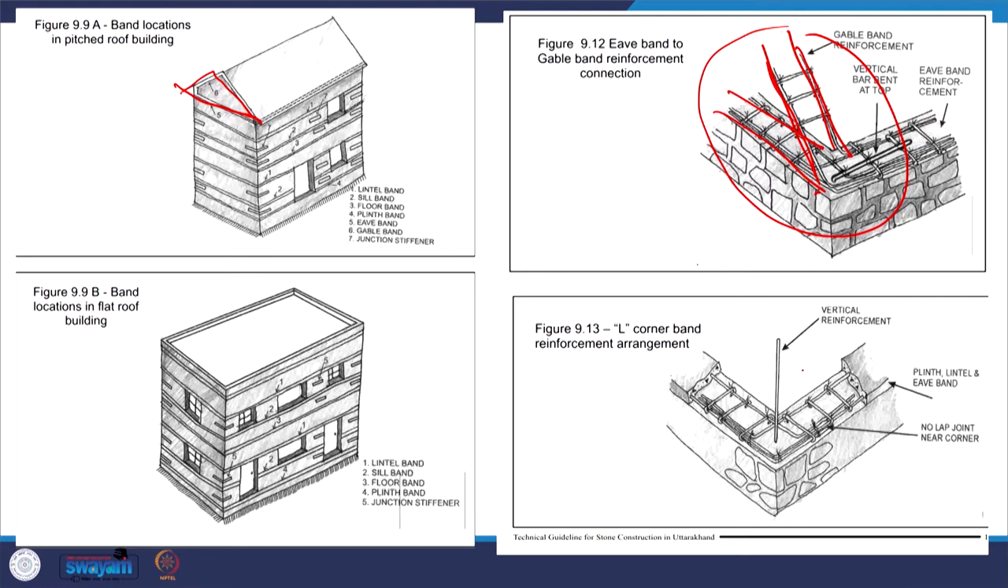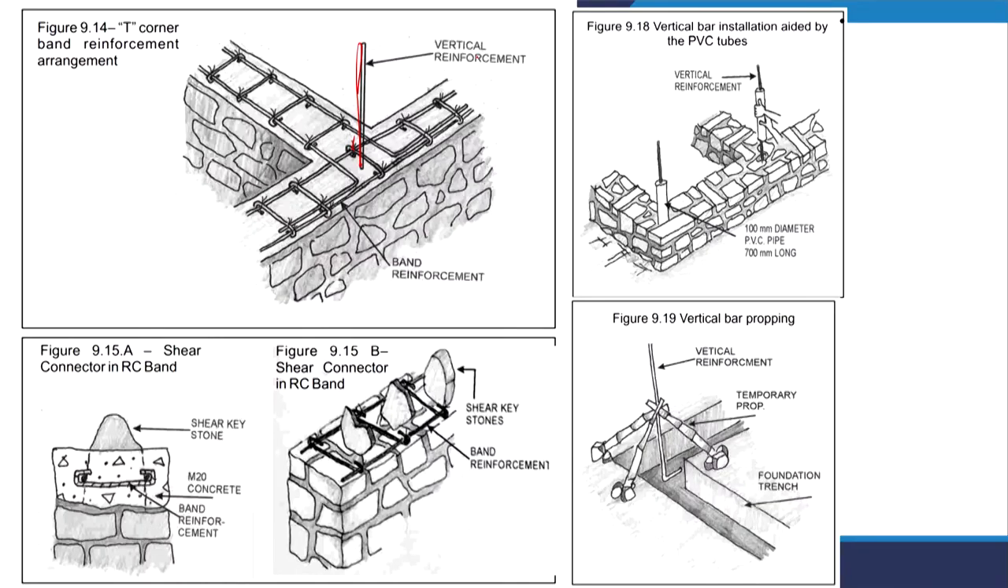And similarly, you can also have the corner band reinforcement. You have this corner band, but then you also have this vertical reinforcement to this. Similarly, the T-junction, again here we can see the vertical reinforcement. Of course, the details of this reinforcement go along with the structural calculations. And similarly, when we talk about the shear keystones, how we actually do these bands, and then we have these stones vertically, and then we place the rest of the stones. So again, how to prop the vertical elements, and sometimes we also use PVC pipe, which supports this vertical reinforcement.